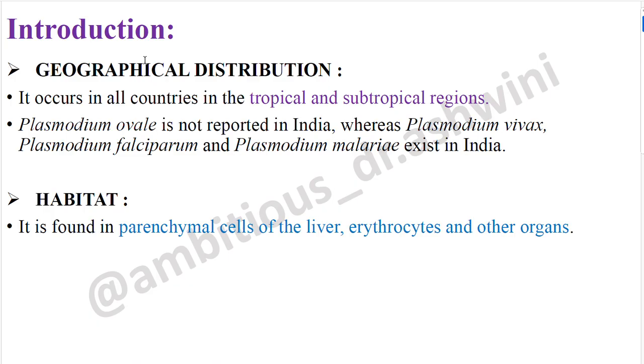First one, introduction. Geographical distribution. It occurs in all countries in the tropical and subtropical regions. Plasmodium ovale is not reported in India, whereas Plasmodium vivax, Plasmodium malariae, and Plasmodium falciparum exist in India. Habitat. It is found in parenchymal cells of the liver, erythrocytes, and other organs.